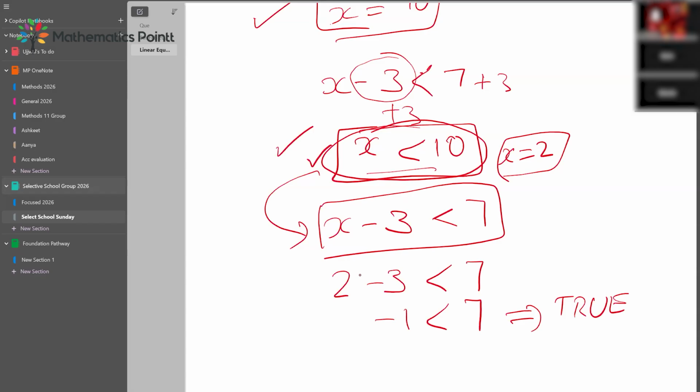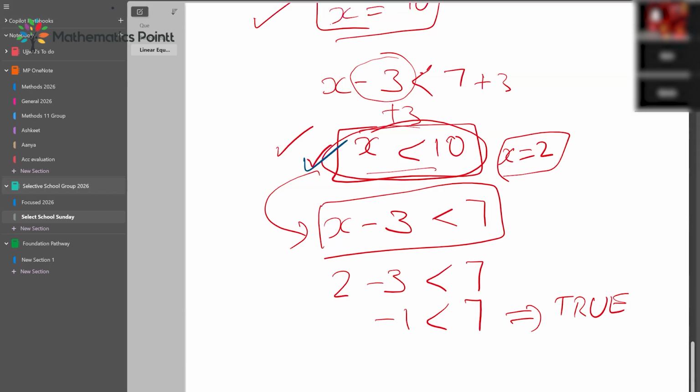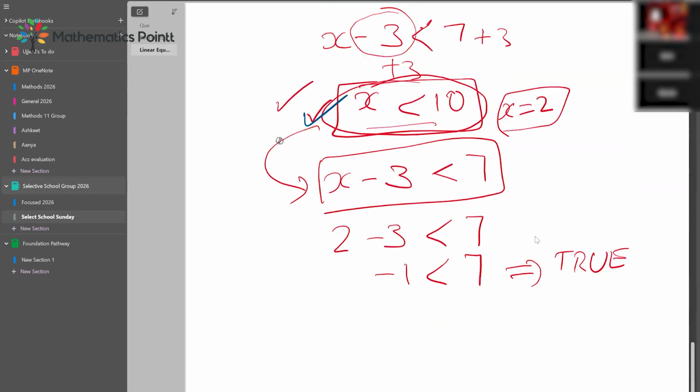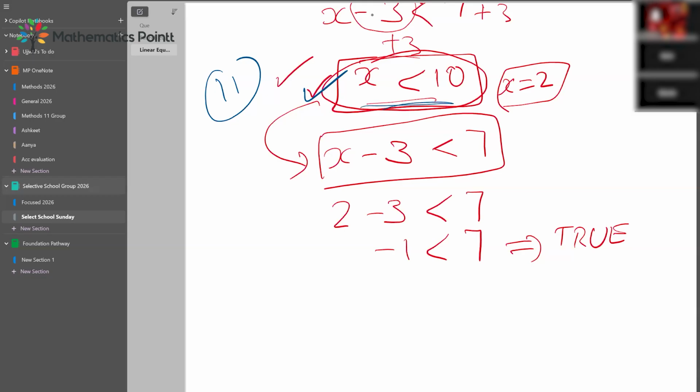So this answer that I found here is absolutely right. Let's try to find another value. Let's say this time I pick 11, but hang on. I'm only supposed to pick a value which is less than 10. Then why on earth am I picking 11? I'm just trying.